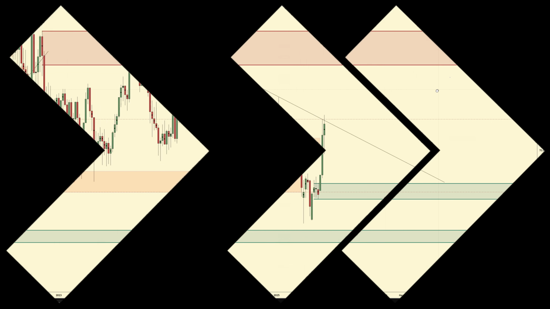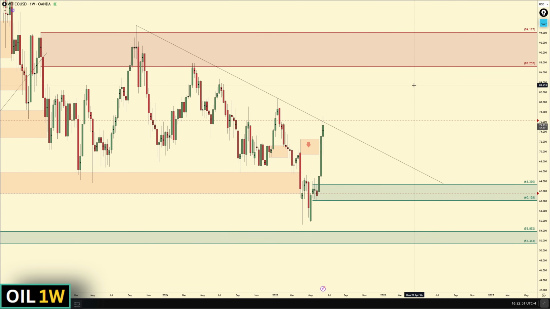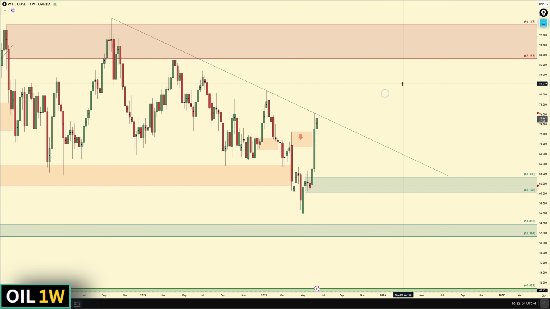Alrighty, last but not least, we're on to the forecast for crude oil. I want to know your thoughts on crude oil. What do you think is going to happen with this? Do you think we're going to explode to the upside with everything going on? Let me know. All I see is the technical analysis here.